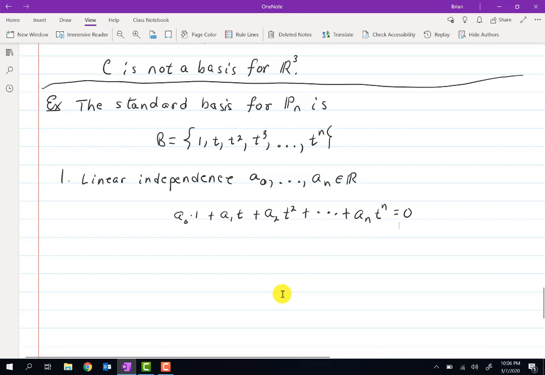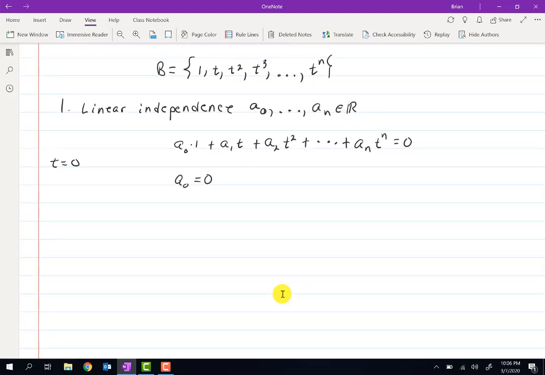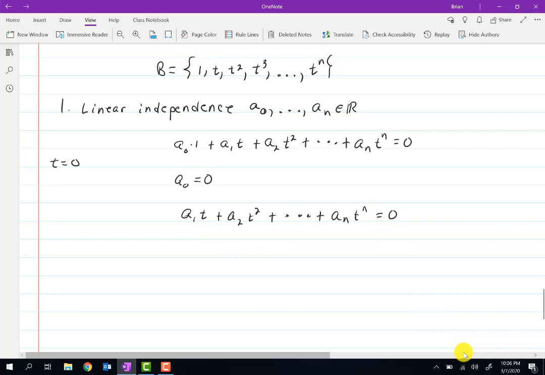So check this out. If you let t equal 0, all I'll end up with is a sub 0 equals 0. Well, there I have the first coefficient down. Now for the rest of them, here's what I have left: a1t plus a2t squared plus up to a sub n t to the n. And by zero, I'm talking about the zero polynomial. Well, you can play the same sort of game. If I plug in t equal to 0, this will just wipe everything out and I won't find out anything about a1.